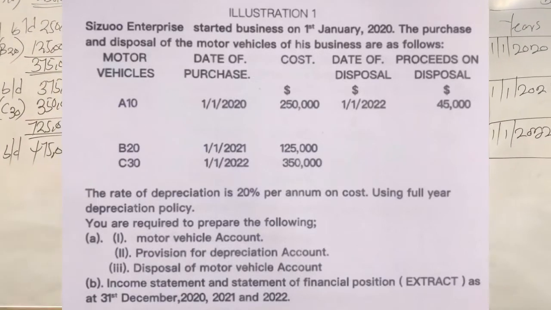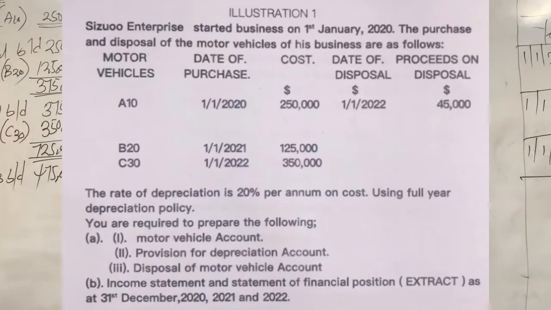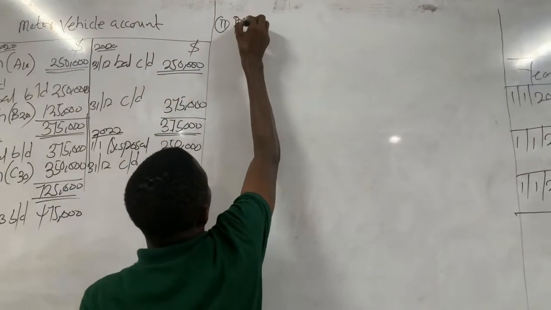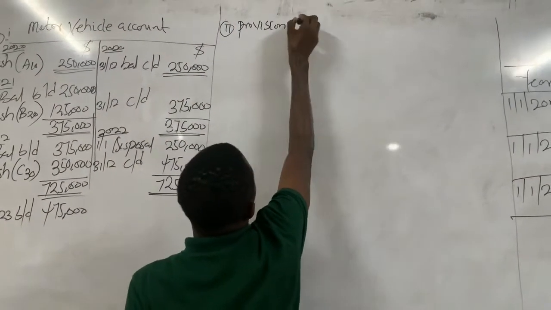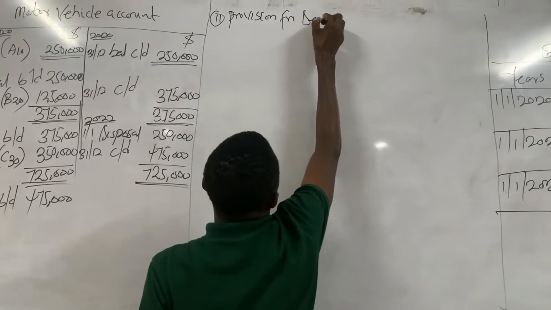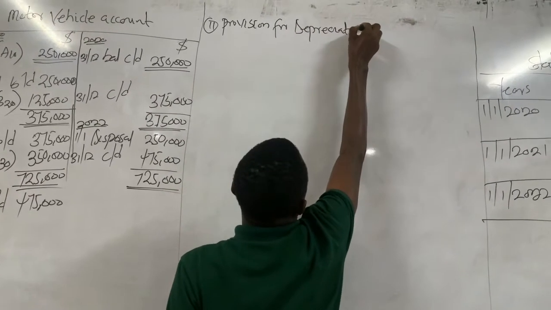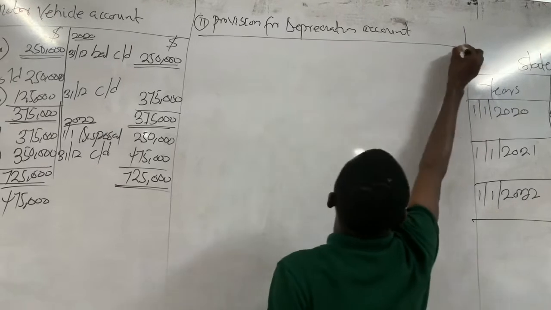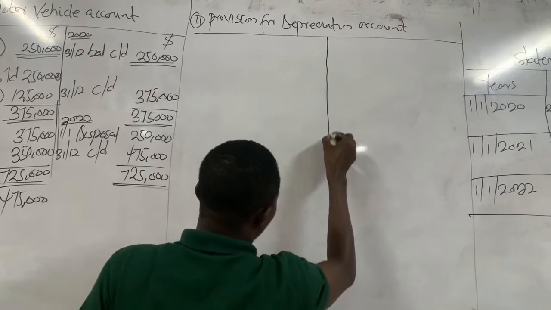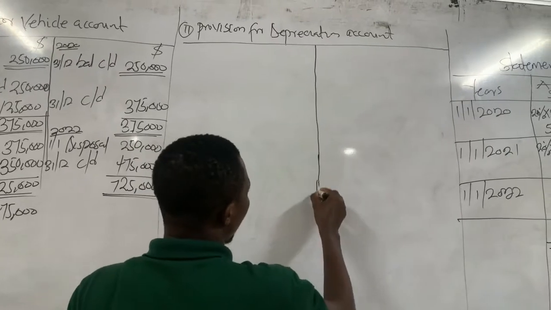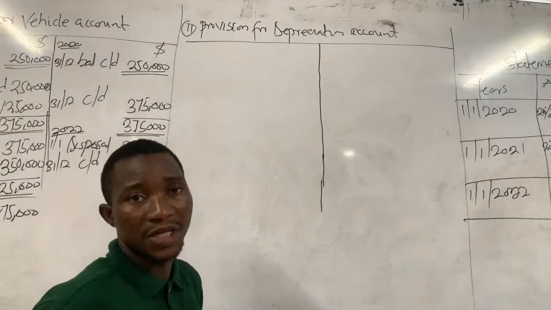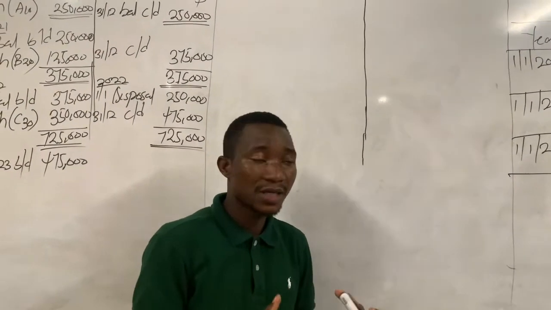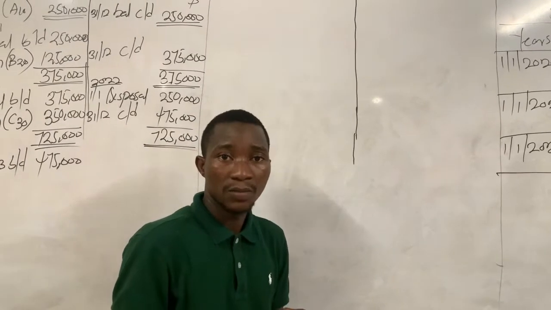So let's also consider the II. That is provision for depreciation account. So II. Provision for depreciation account. With this provision for depreciation account, we use it to record the depreciation for the period. The provisions we've made on the assets.